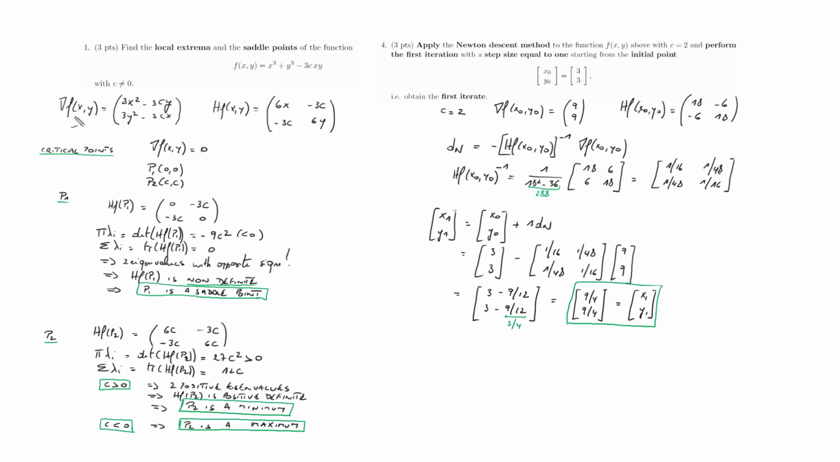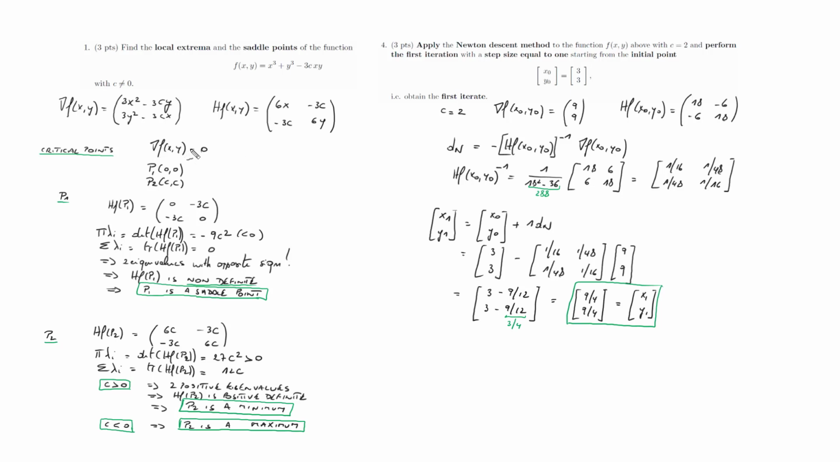Of course, we have to compute the gradient, which is the first derivative. We have to take the partial derivatives with respect to x, this is this one, and with respect to y, and this is this one. And then we have to take second derivatives, right? And this leads to the Hessian, which is a 2 by 2 matrix. So let us have a look at the critical points, right?